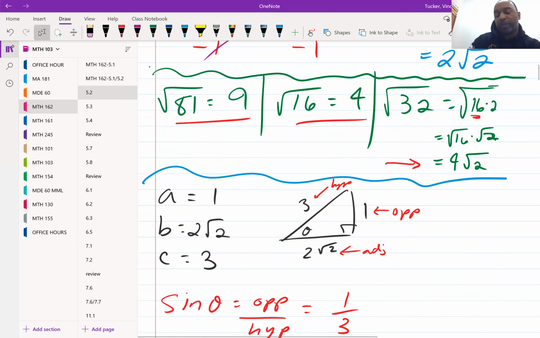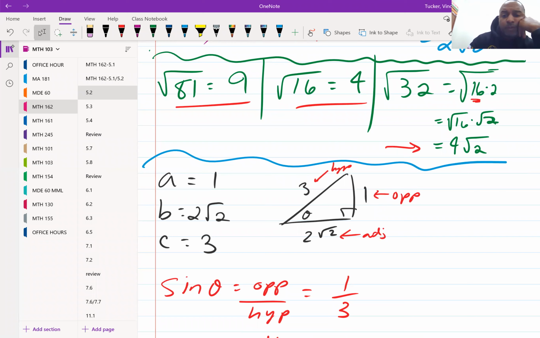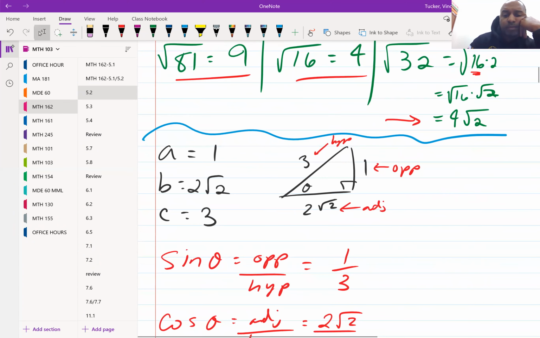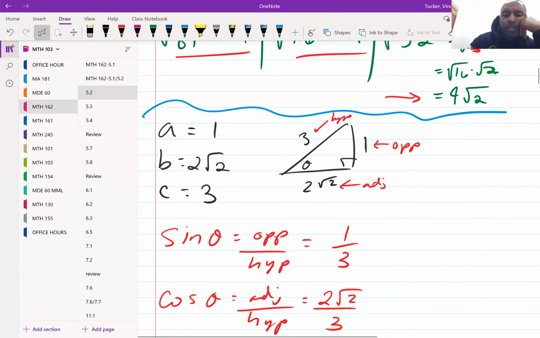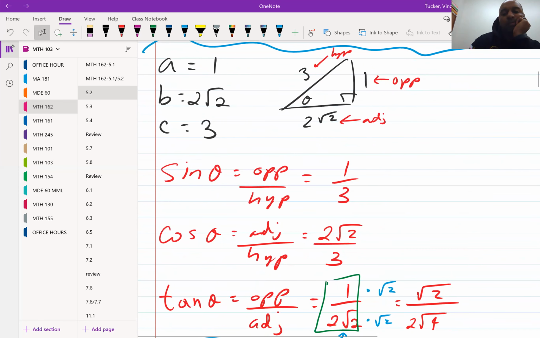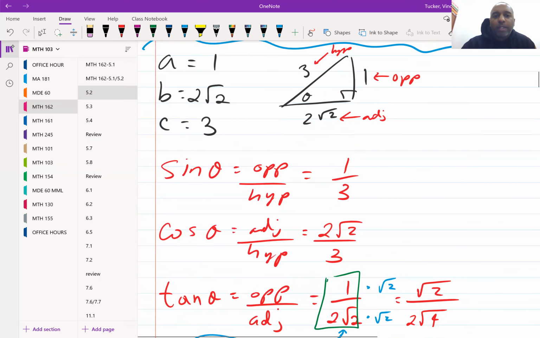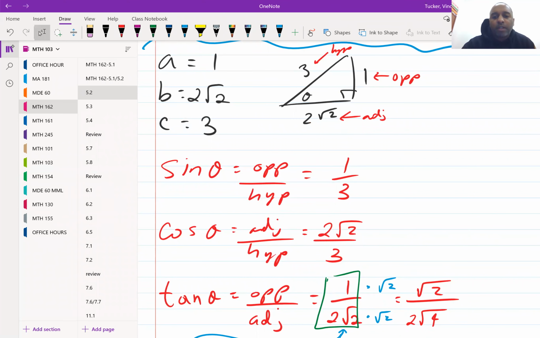Now we'll plug in. Remember SOHCAHTOA: sine is opposite over hypotenuse, so that's 1/3. Cosine is adjacent over hypotenuse, 2 square root of 2 over 3. Tangent would be opposite over adjacent. Okay, so is everybody done with the black? I don't want to scroll up too far.